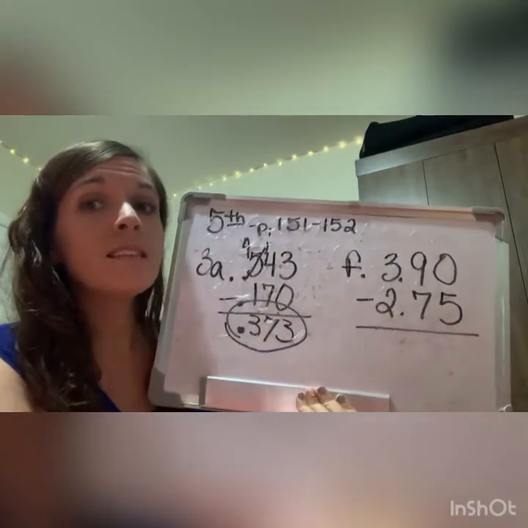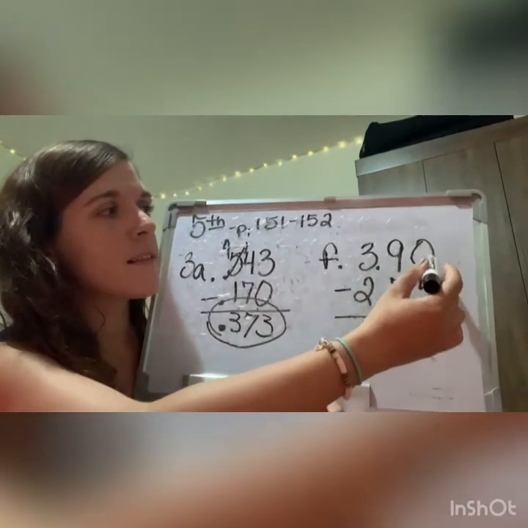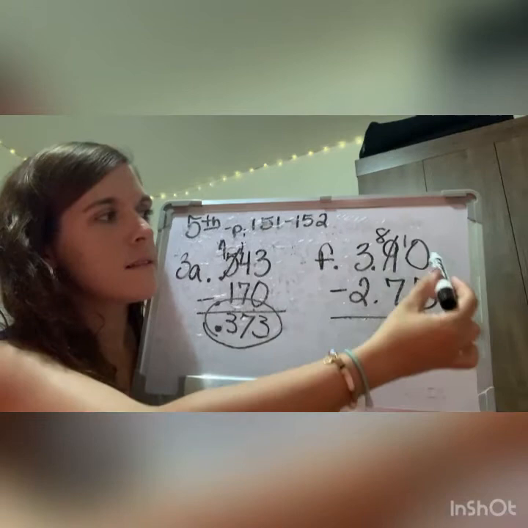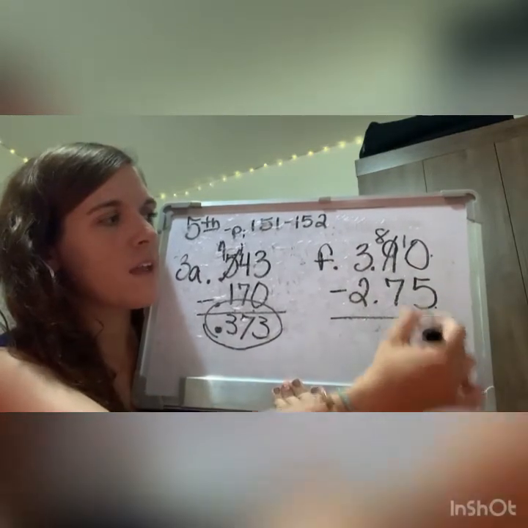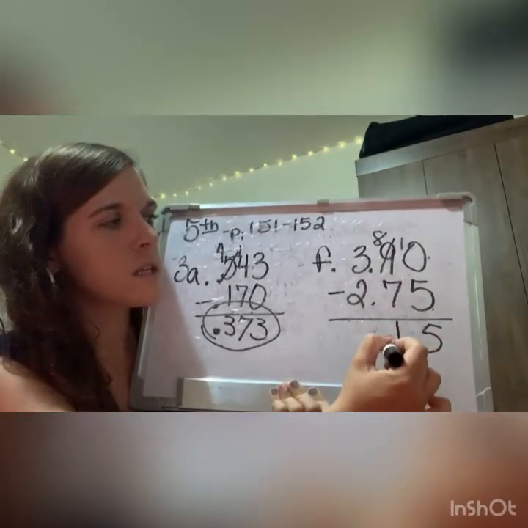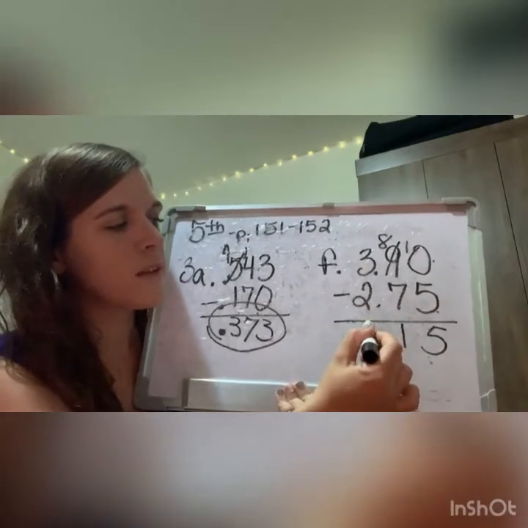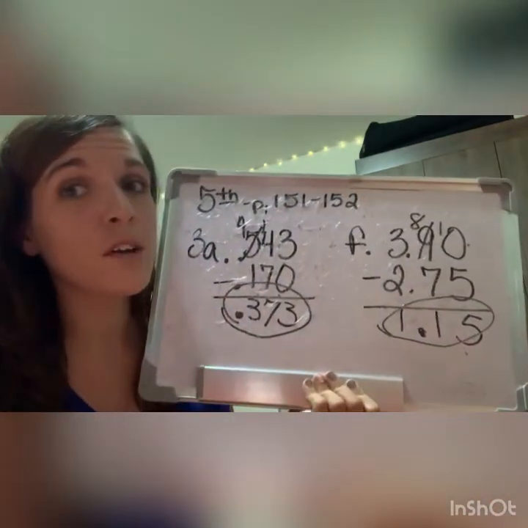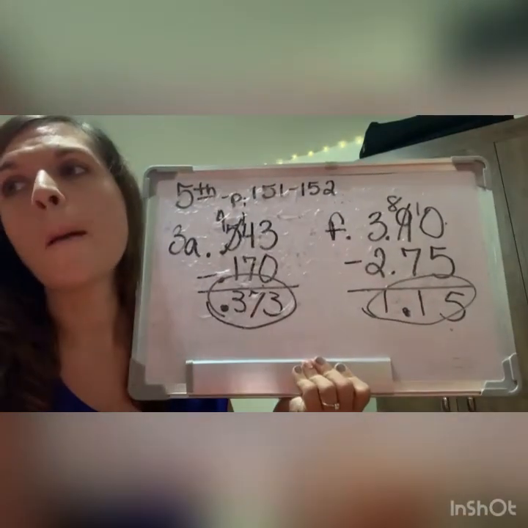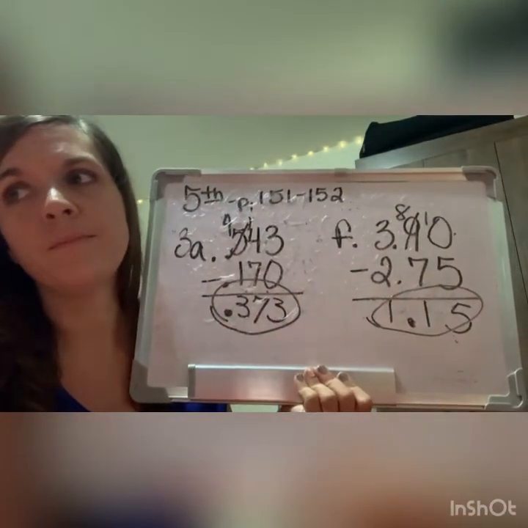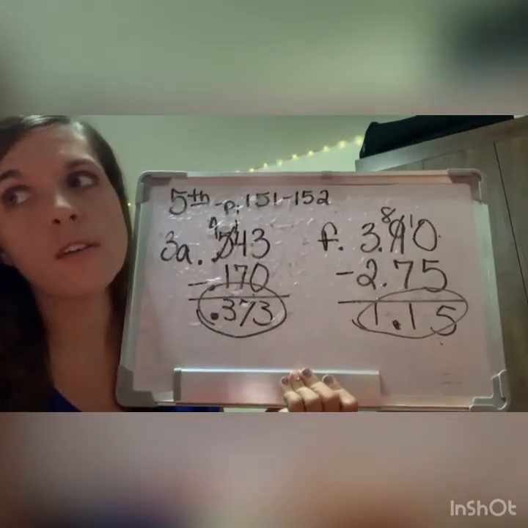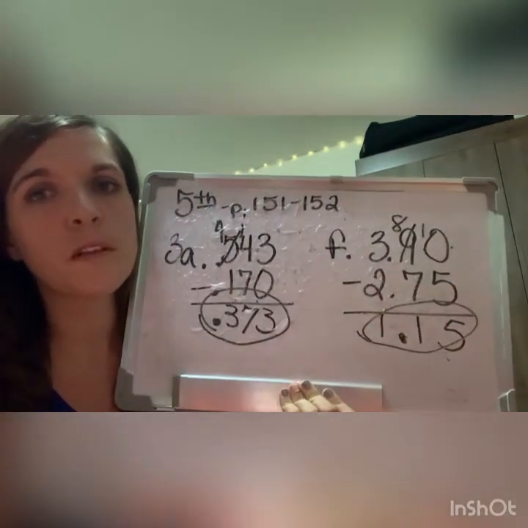No, you need to be borrowing. This 0 has to be there so that this is 10. This is 8. 10 minus 5 is 5. 8 minus 7 is 1. 3 minus 2 is 1. Don't forget your decimal point. 1.15. The answer is not 115. The answer is 1.15. Okay? So I lined up your decimal place for you, because it wasn't in there.